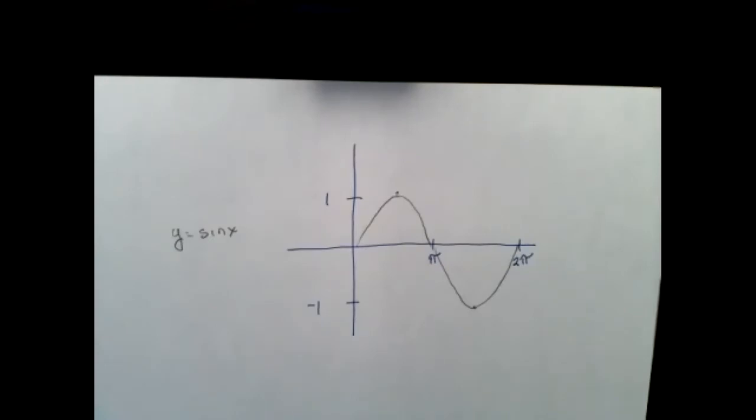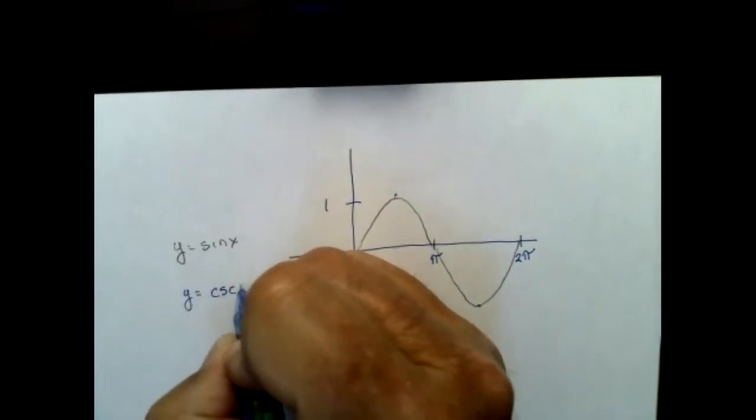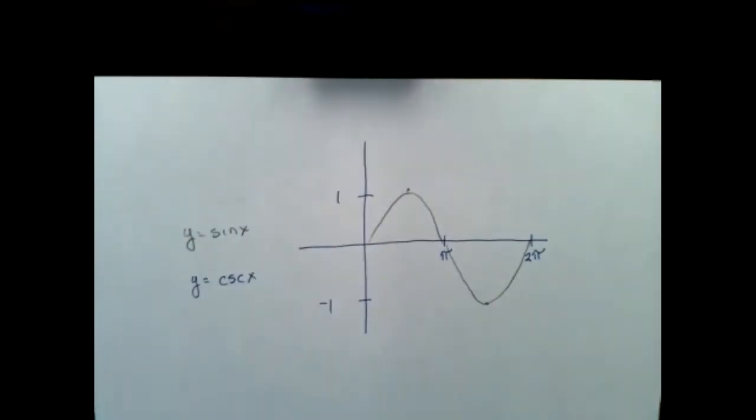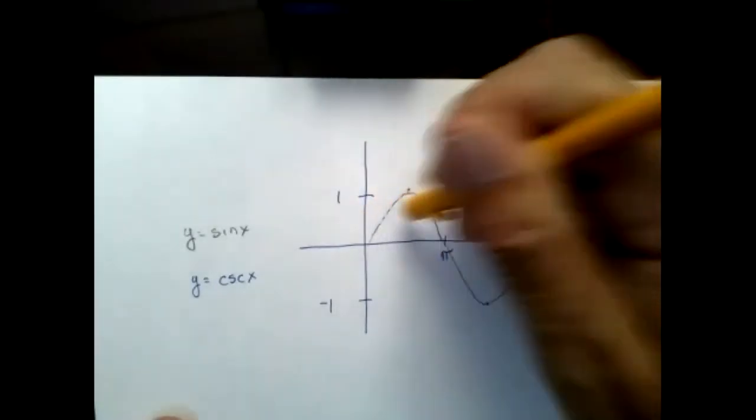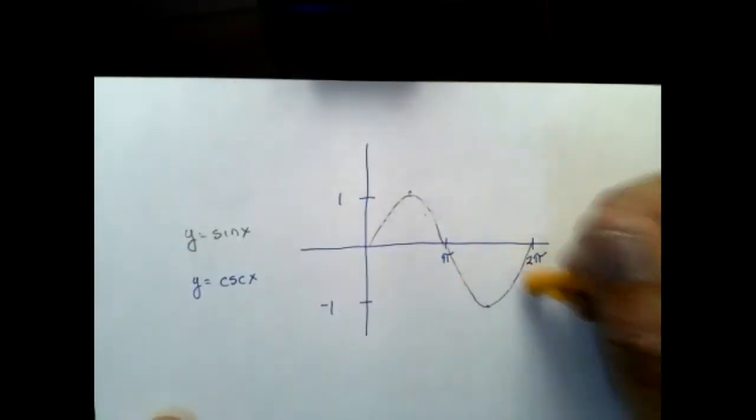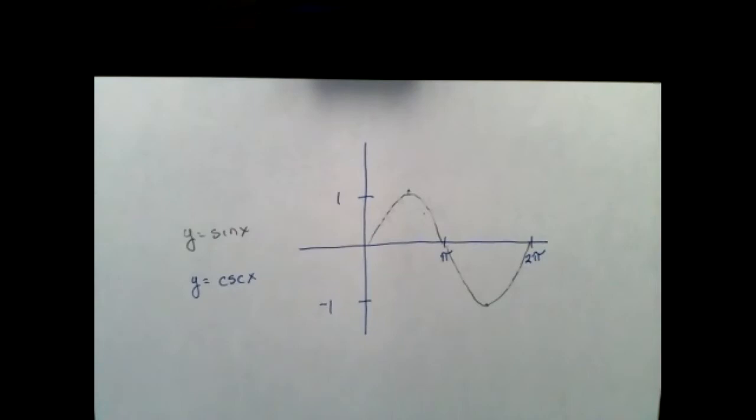All right, so the next one we're going to take a look at is the cosecant. Y equals the cosecant of x. I'm going to clean some of this out so you can't see. Now, how are the sine and the cosecant related? They're reciprocals. So if I want to take a look at the graph of the cosecant, I'm going to take a look at the y values and do the reciprocal.